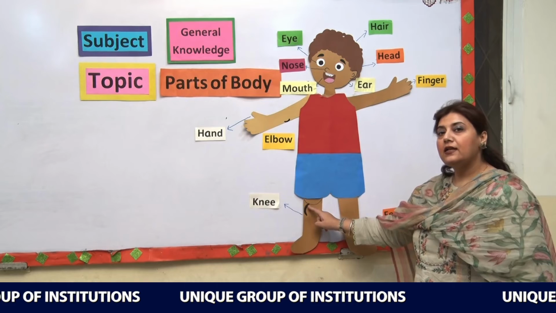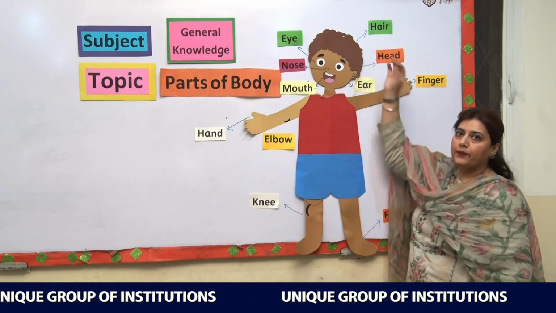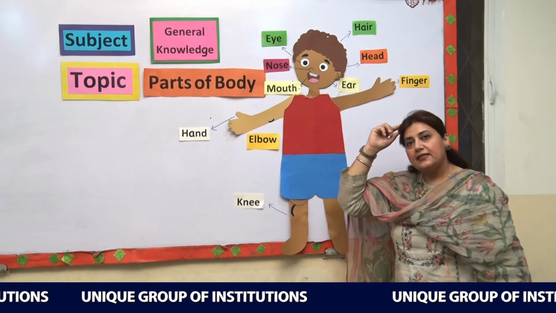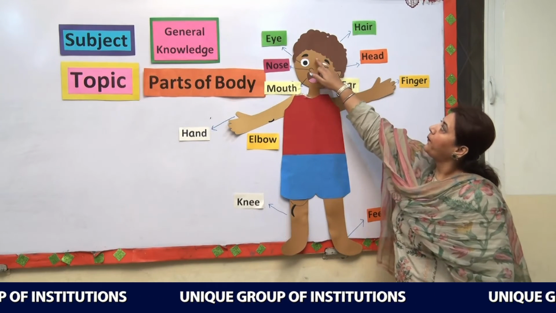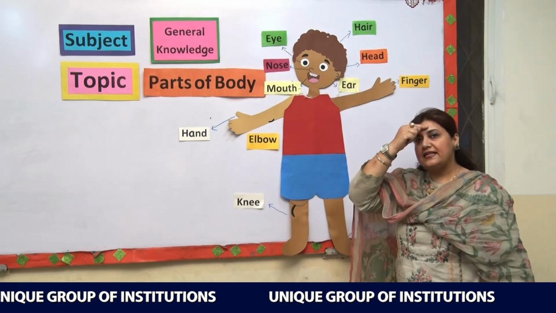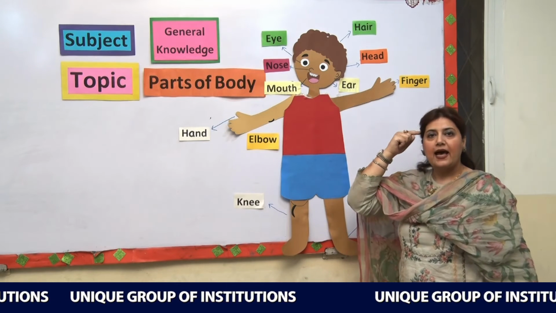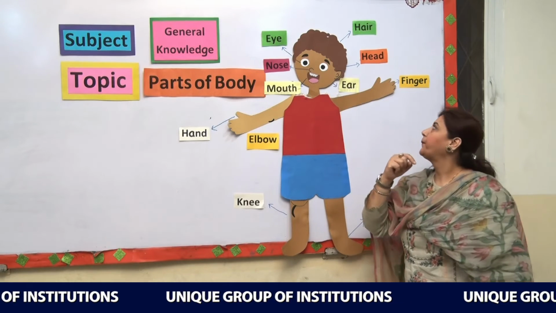This is knee. Move towards the hair. What is this? This is hair. This is hair. And what is this? This is head. This is head. Under the hair, this is head.